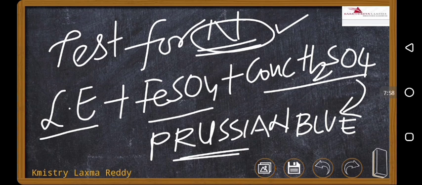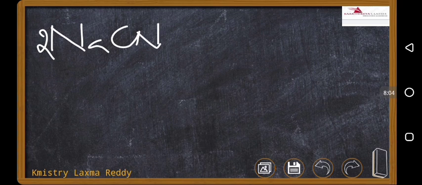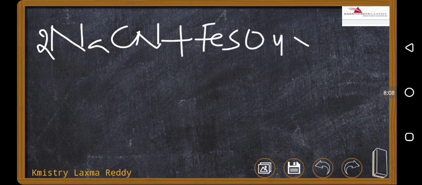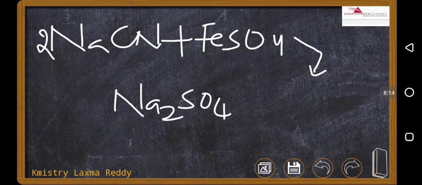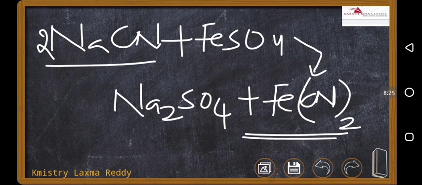Actually, what's happening here? Lassaigne's extract contains sodium cyanide. We are adding ferrous sulfate. These two will give you sodium sulfate plus ferrous cyanide, Fe(CN)2. Ferrous cyanide is first formed. Look at this reaction carefully.